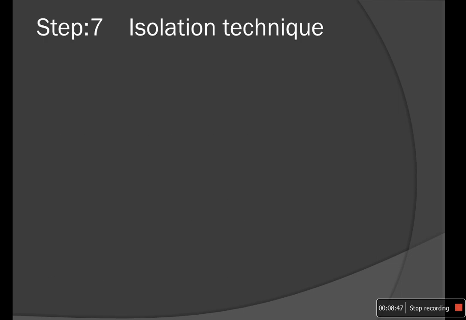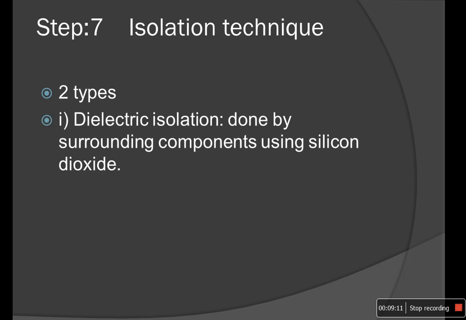Step 7 is the isolation technique. Isolation means separation between the components. The isolation is done between the components, or between the interconnections. We have two types of isolation. The first one is dielectric isolation, and the second one is p-n junction isolation.